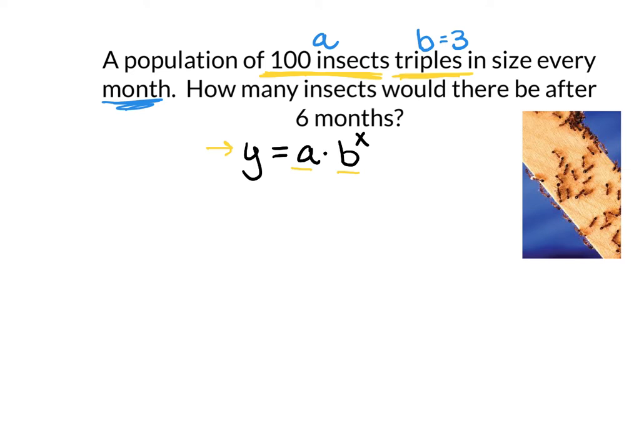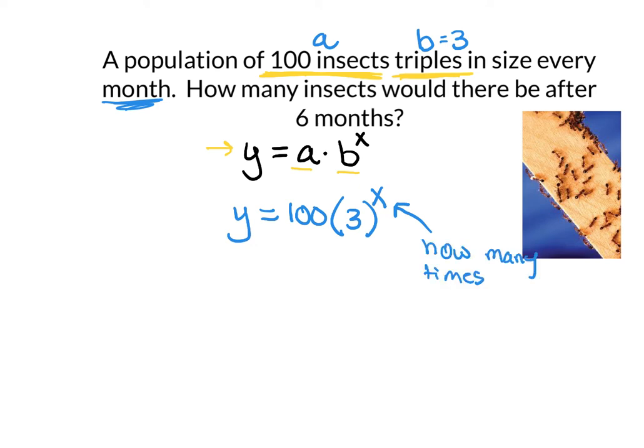Well, first, I'm just going to write my equation. Y equals 100 times 3 to the power of x. So x is going to be how many times the tripling occurs. All right, so if it triples every month, and then in 6 months, that means x is 6. So y equals 100 times 3 to the power of 6.